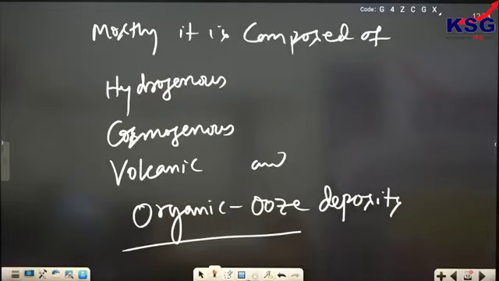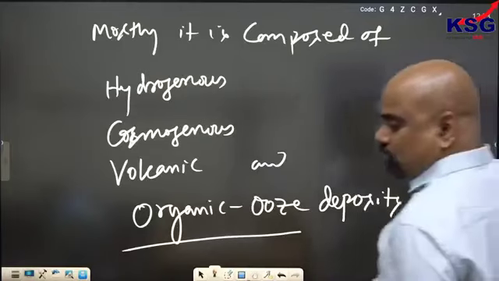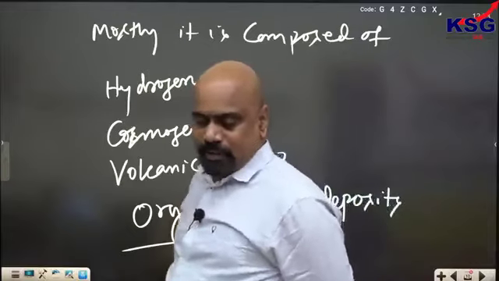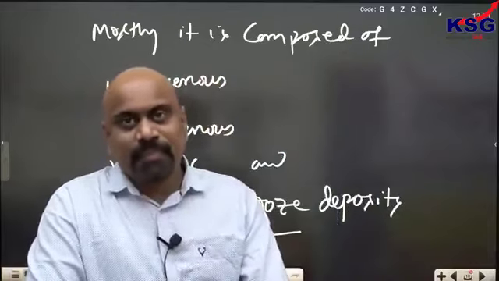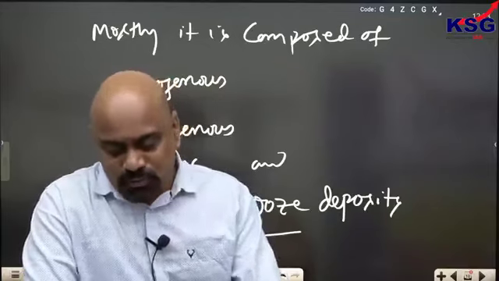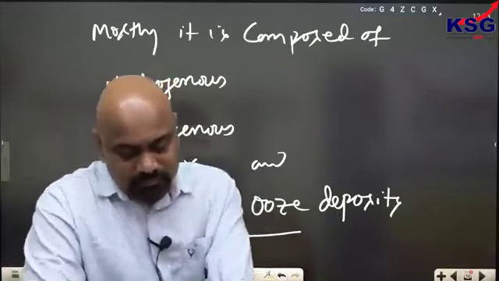What is that ooze deposit you have? What are the ooze you will get here in this region? What type of ooze deposit you will have? Okay, what type of ooze deposit? Ooze क्या होता है? Can anyone tell me what are ooze? Anyone who can tell me? What are the ooze deposit? Ooze क्या होता है? कोई पता है क्या?